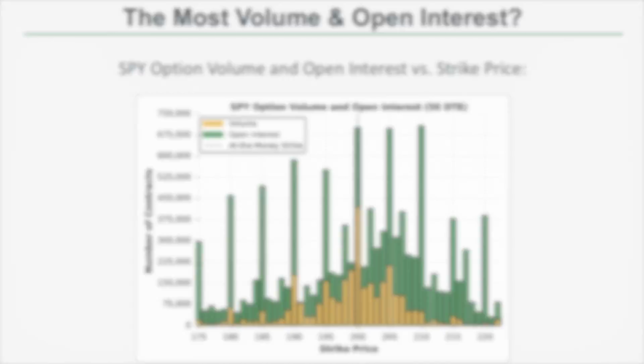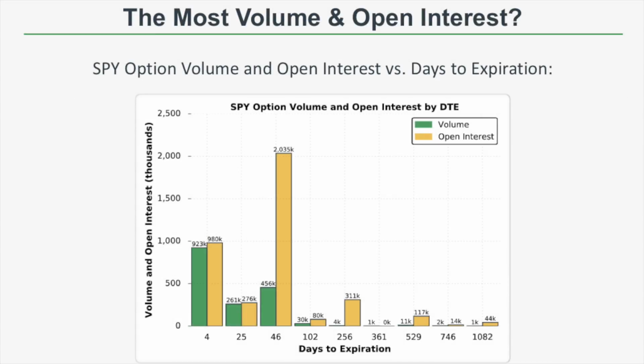So now that we looked at volume and open interest in terms of strike prices, let's look at volume and open interest in terms of days to expiration. So right here we're looking at SPY option volume and open interest by expiration cycle. Right off the bat we can see that in terms of volume, the most volume is occurring in those first 3 expiration cycles. So the expiration cycles with 4, 25, and 46 days to go.